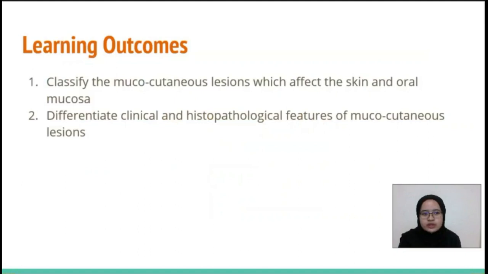Before we start, let's go through the learning outcomes. The first is to classify the mucocutaneous lesions which affect the skin and oral mucosa. And the second is to differentiate clinical and histopathological features of mucocutaneous lesions.